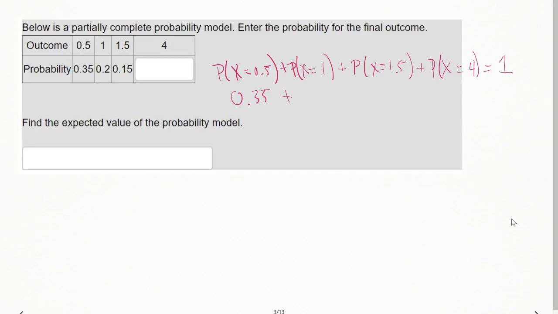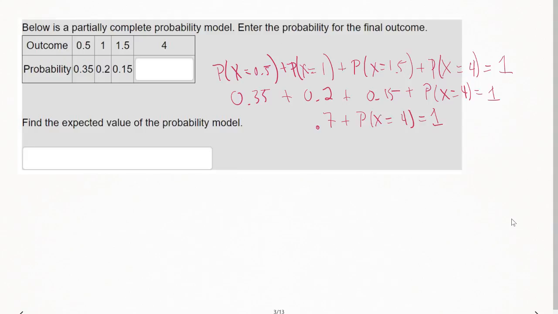Plus, probability that X equals 1, that's 0.2. Probability that X equals 1.5 is 0.15. And then we don't know the probability that X equals 4. We're trying to find that. So all this should equal 1. Okay. Now, moving forward from there, what do we get? Well, if we just add that up, our left-hand side is 0.7, so we have 0.7 plus the probability that X equals 4 equals 1.